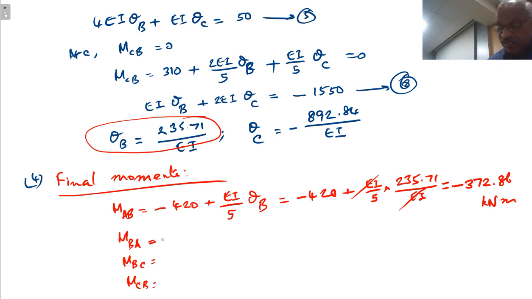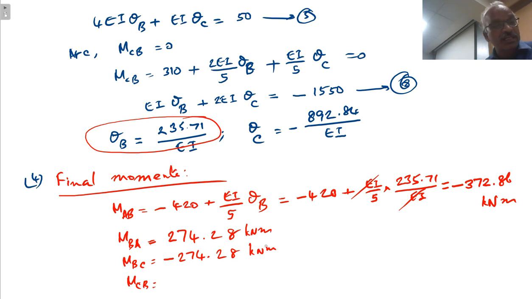I will just give only the final values. MBA will be 274.28 kilonewton meter. MBC equal to minus 274.28 kilonewton meter, it should be equal and opposite. And then MCB equal to 0, and we know that C is a simply supported end. So these are the final values of the moments.